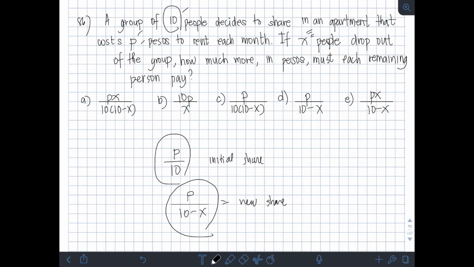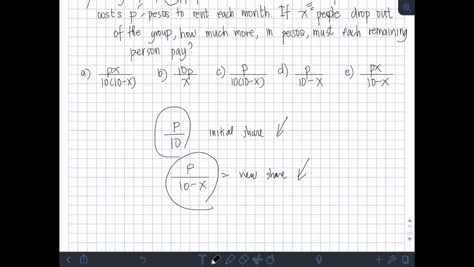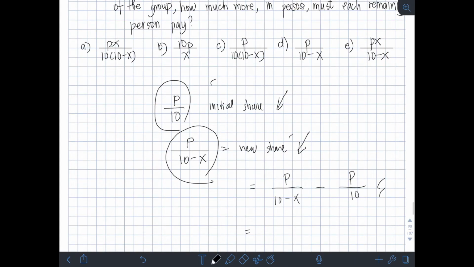So, ang tanong is, magkano yung dapat pang iambag ng mga natitira. So, para makuha yon, ima-minus natin yung mas mahal ngayon na share dito sa initial share. So, ibig sabihin, yung iambag pa ng mga natitira is P over 10 minus X, yung new share, minus yung initial share na P over 10. So, simplify lang natin tong expression using algebra. So, combine into single fraction. Anong LCD ng 10 minus X saka 10?